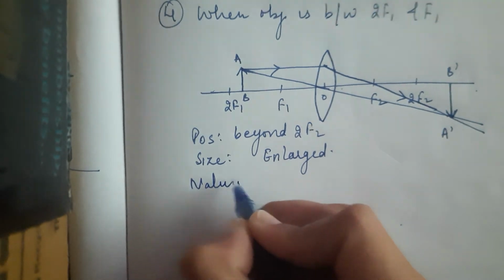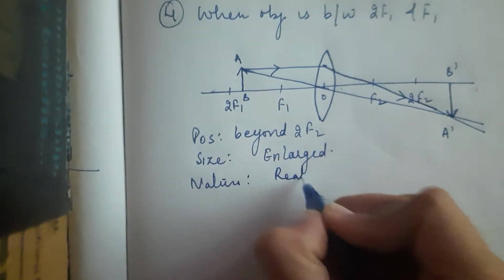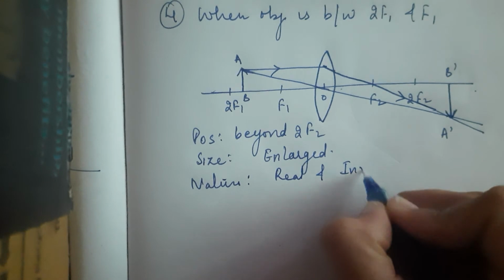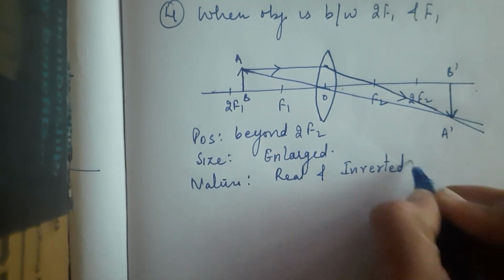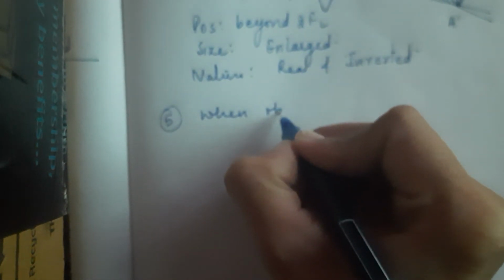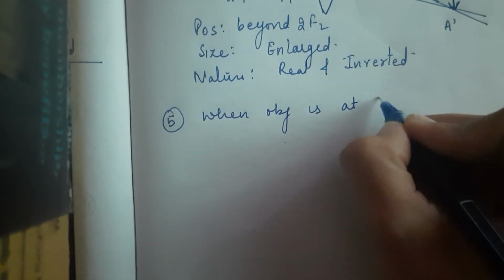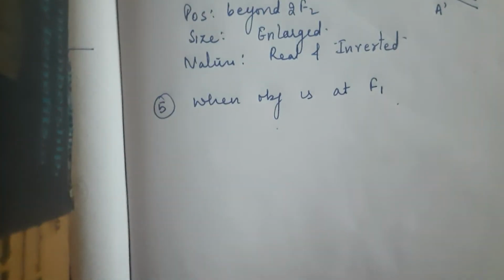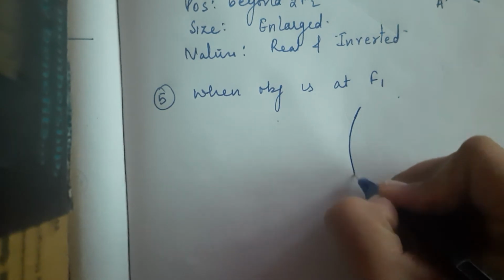Nature kaisa hai? Still real and inverted, right? Okay, so now only 2 cases are left. Let's do that 5th case. So for the 5th case, my object will be at F1, right? Object focus pe rahega 6th case ke liye.